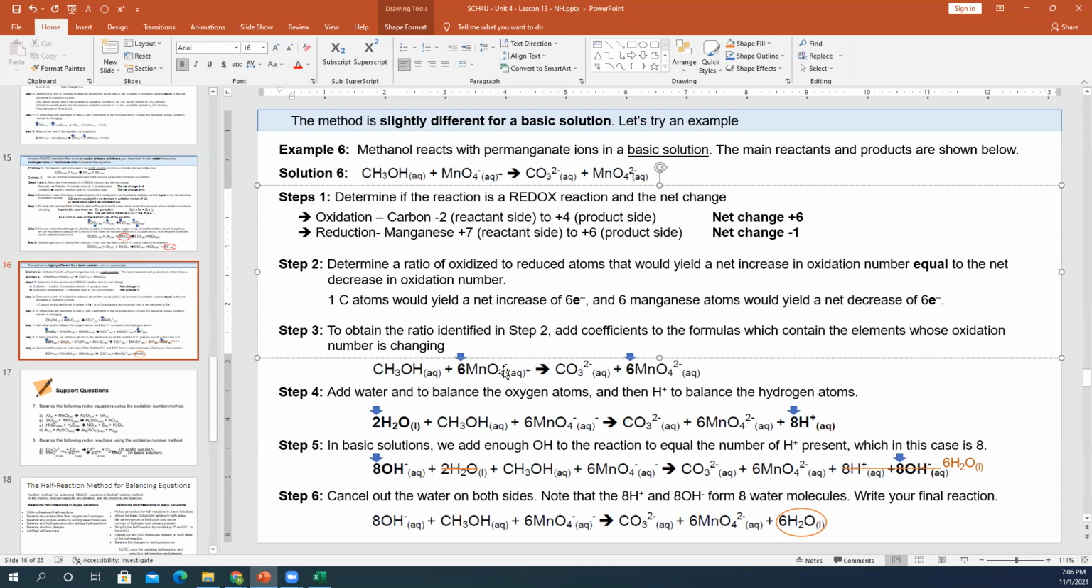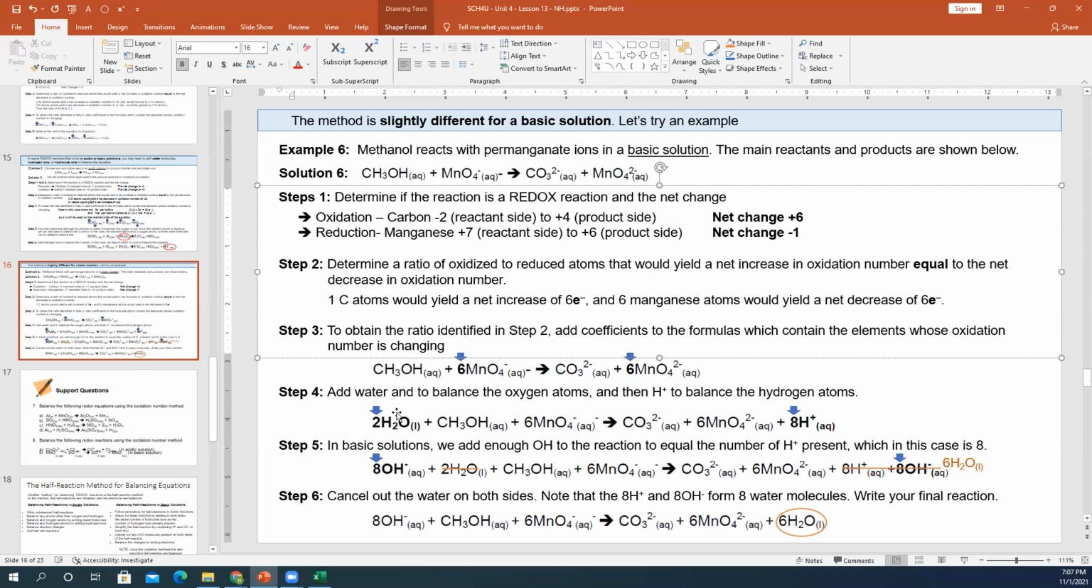So here, the oxidation number of the manganese and the oxidation number of the carbon are changing. So you add the coefficients here and here. And of course for carbon, it's just a coefficient of 1, so you don't have to add it. And here, in step 4, you see that you still need to balance out the number of oxygen atoms.